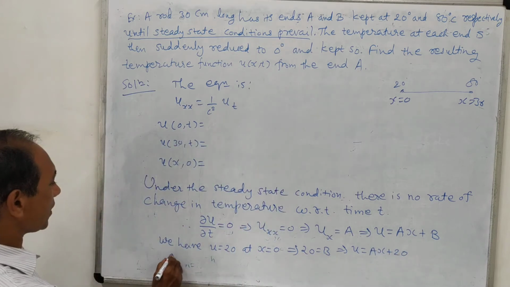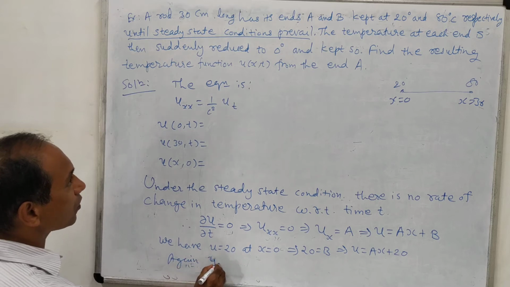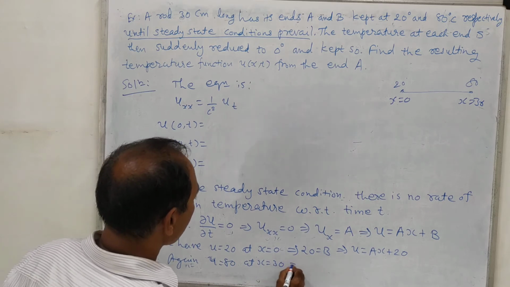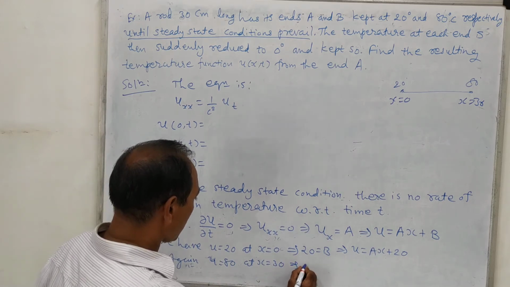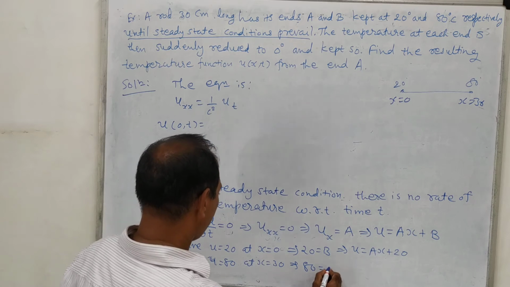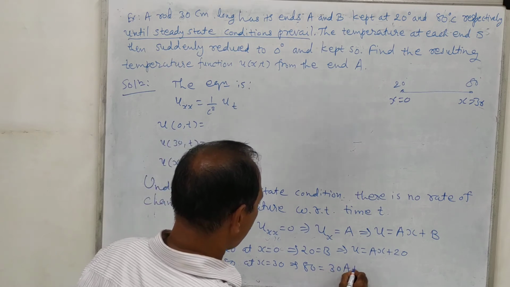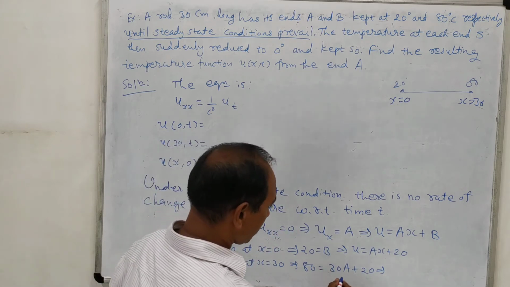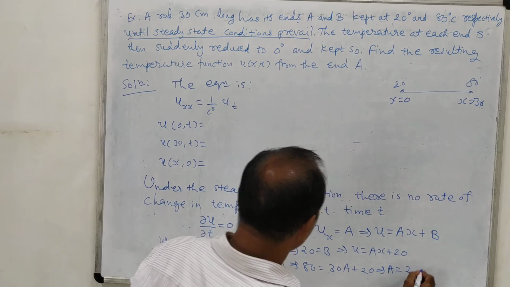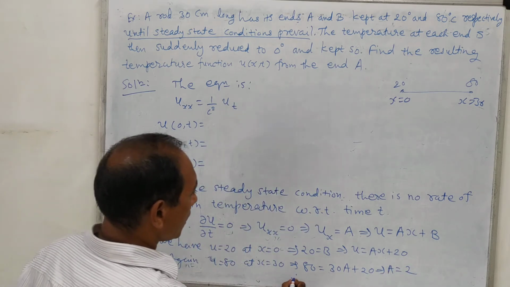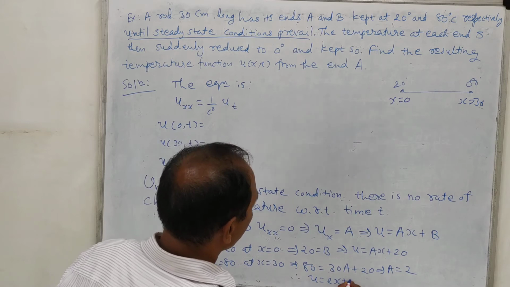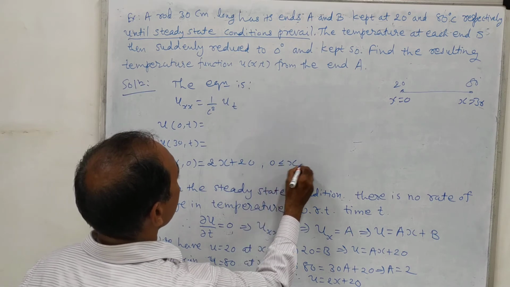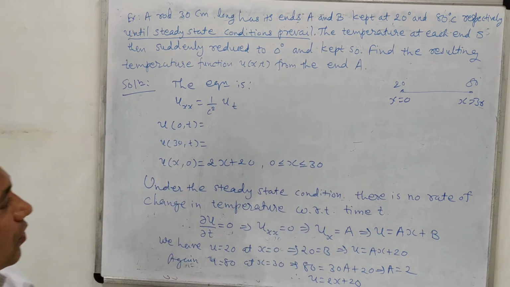Another condition is given: u equal to 80 at x equal to 30. If we put this in, 80 equals a into 30 plus 20. This means 80 minus 20 is 60, and 60 by 30 is 2, so a equal to 2. Therefore we have u equal to 2x plus 20, for 0 less than or equal to x less than or equal to L, where L equal to 30.